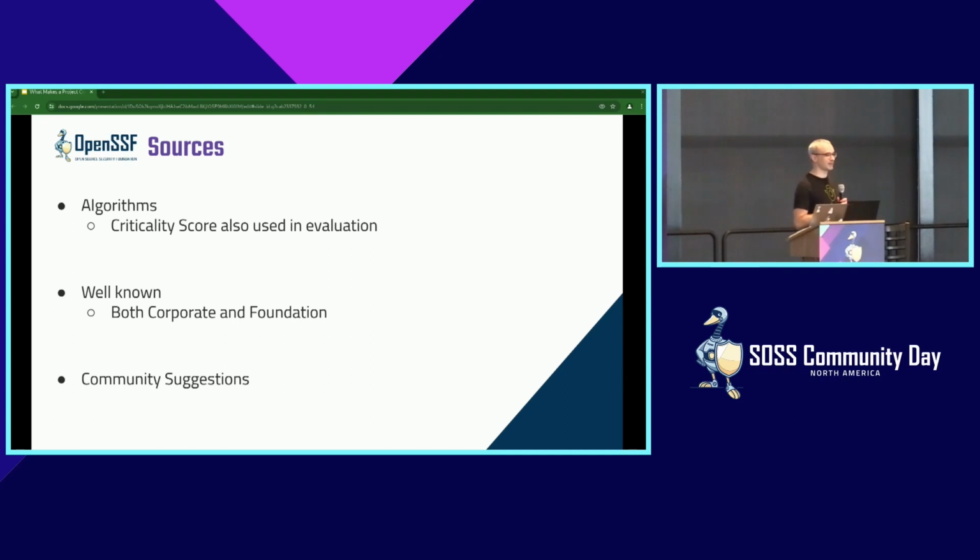So what did we look at to discover all the projects in the world to decide if they're critical or not? We used some algorithms. Criticality Score is one, a project under the working group that uses an algorithm to decide whether a project is critical or not. We used that to discover projects. We used it a little bit in evaluation later, but primarily for discovery. We also looked at well-known projects: top corporate-backed open source and top foundation open source, and included all of those in the list. And since we've been doing this for a little while, we have had a lot of good community suggestions on, hey, this should be in the list, you should take a look at this project, and those sorts of things.